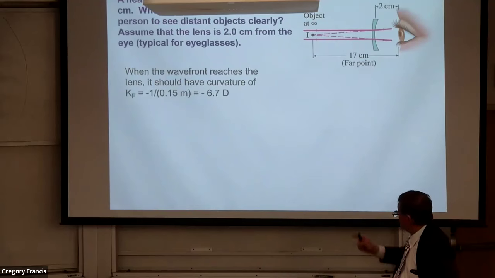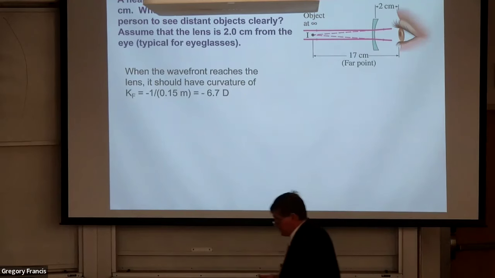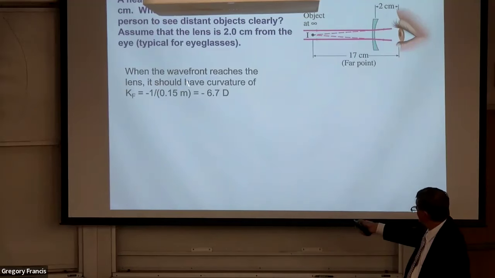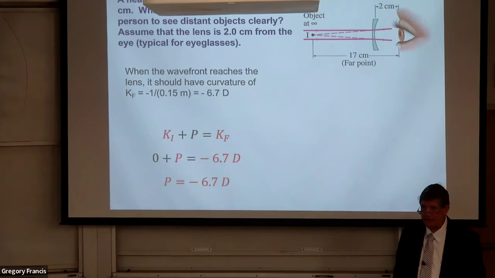And so we would like the final curvature to be -1 over 0.15 meters, or -6.7 diopters. Now, we would like for light coming from infinitely far away to come to the eye with that kind of curvature, because that's what the eye can handle. And so the initial curvature, what's coming in from infinity, would be 0 curvature. And what kind of power do I want on my glasses to give me -6.7? Well, that's just -6.7. And that's a pretty strong prescription, okay?